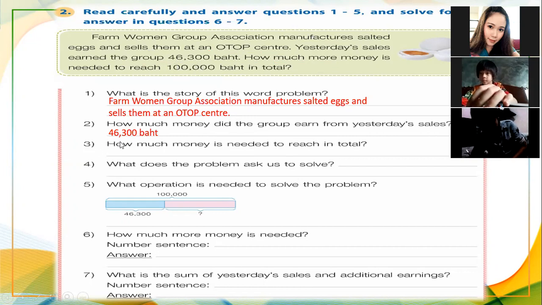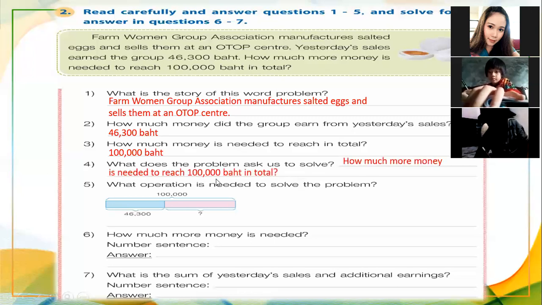So we are going to write 46,300 baht. Now what are they asking? They are asking us how much more they need to reach 100,000. So number four, what does the problem ask? The problem asks how much more money is needed to reach 100,000 baht in total.